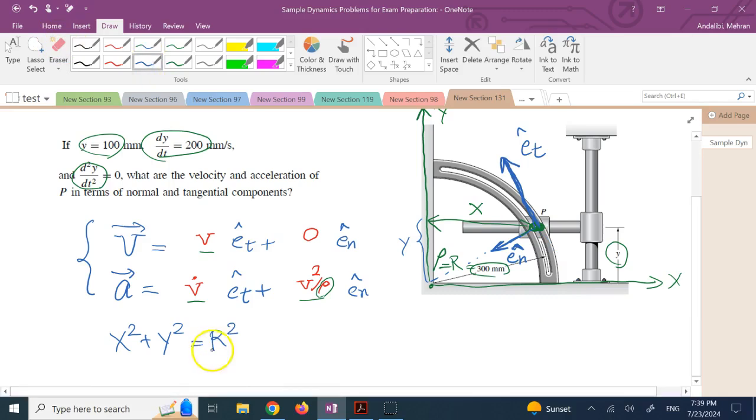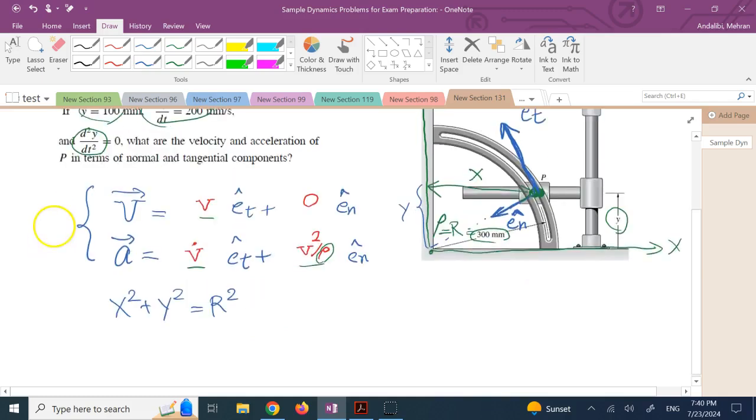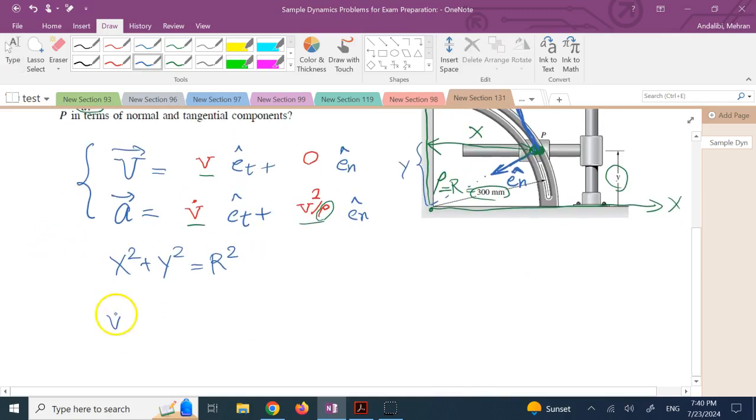And clearly here, if I want to know x at any point, all I need is that r is 300. If I plug in y of 100, then I can find x. But what I need is V and V dot. And again, since the information is given in Cartesian, I have to find V through Cartesian, and V, if you remember, the speed in Cartesian coordinates, is the square root of x dot squared plus y dot squared.